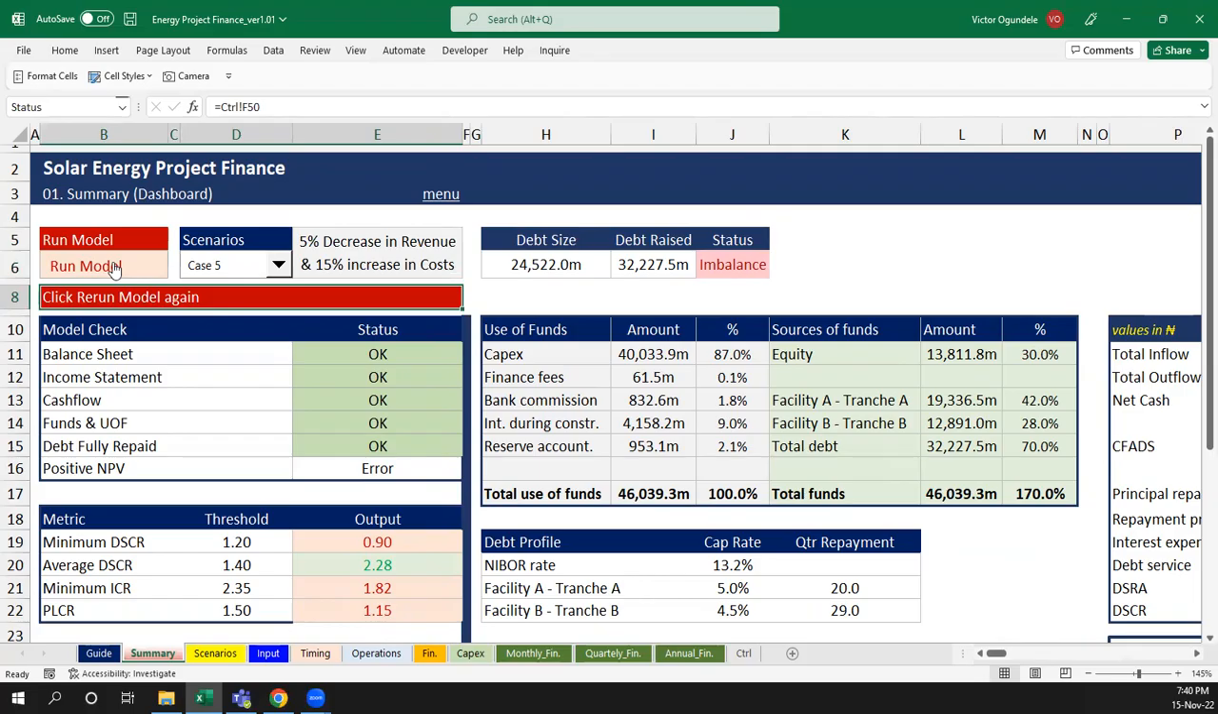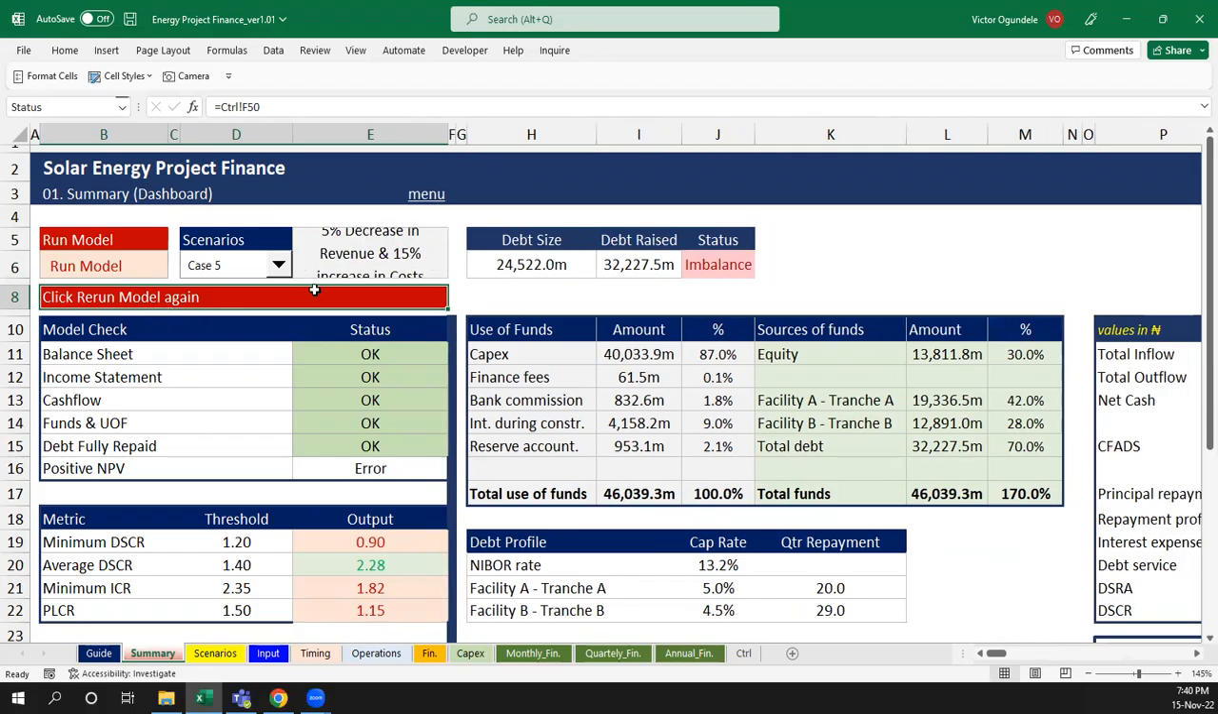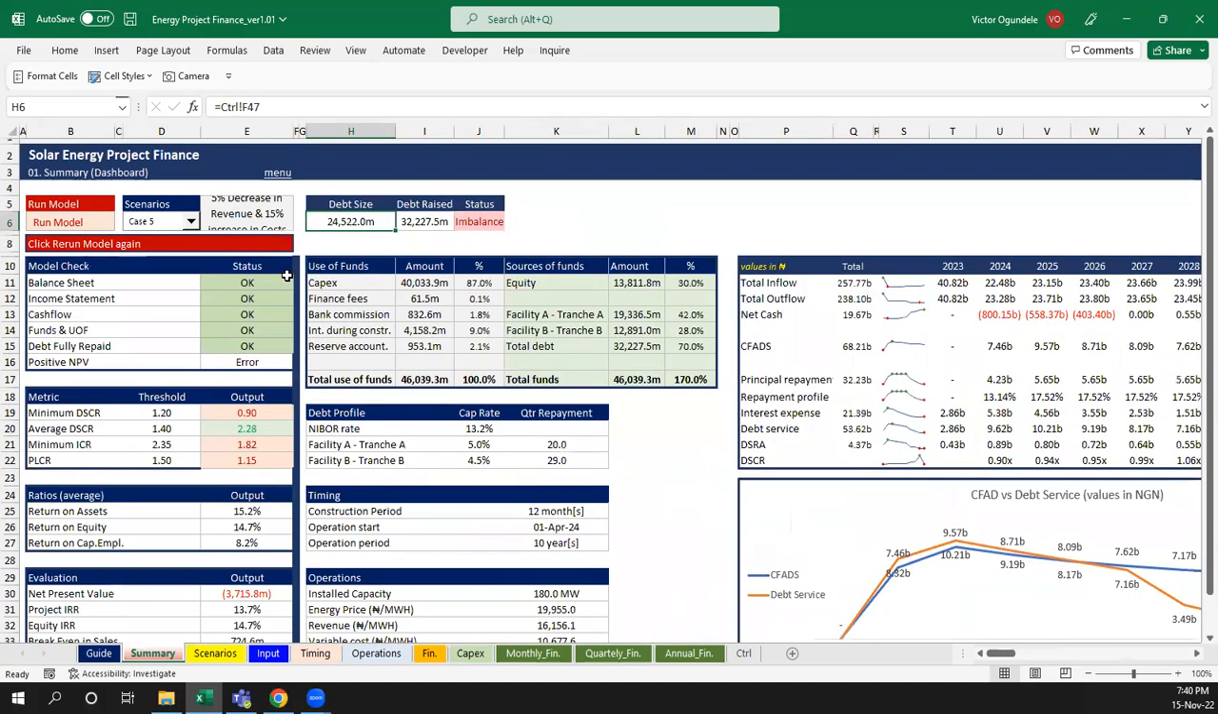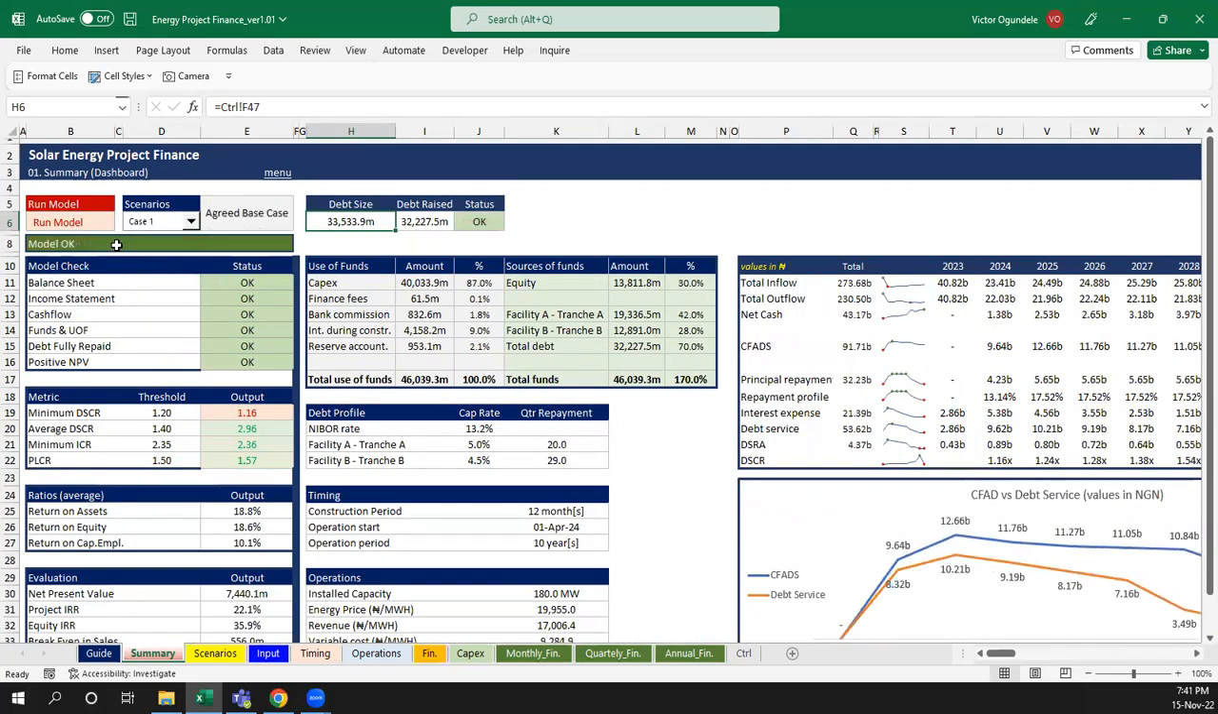So once I click it, it will go ahead and recalculate the model itself. Let me see if I can undo and if it will go back. Okay, let me just put it back to our case one. Let's put it back at case one. So you can see it goes back straight to okay.